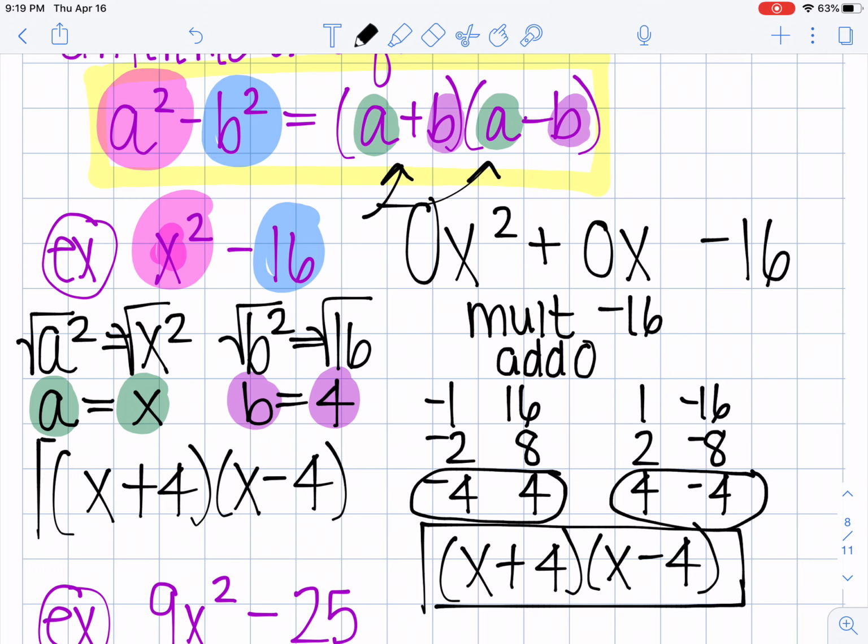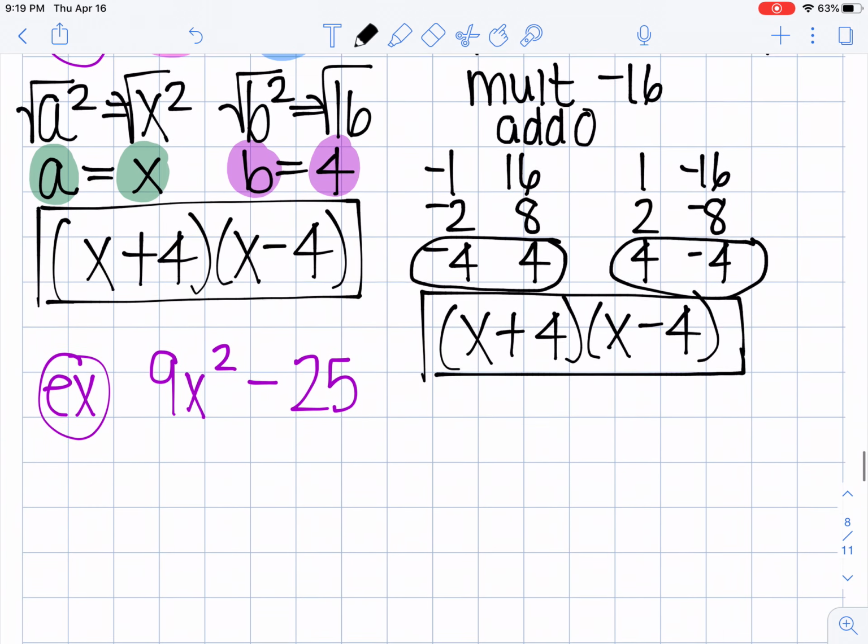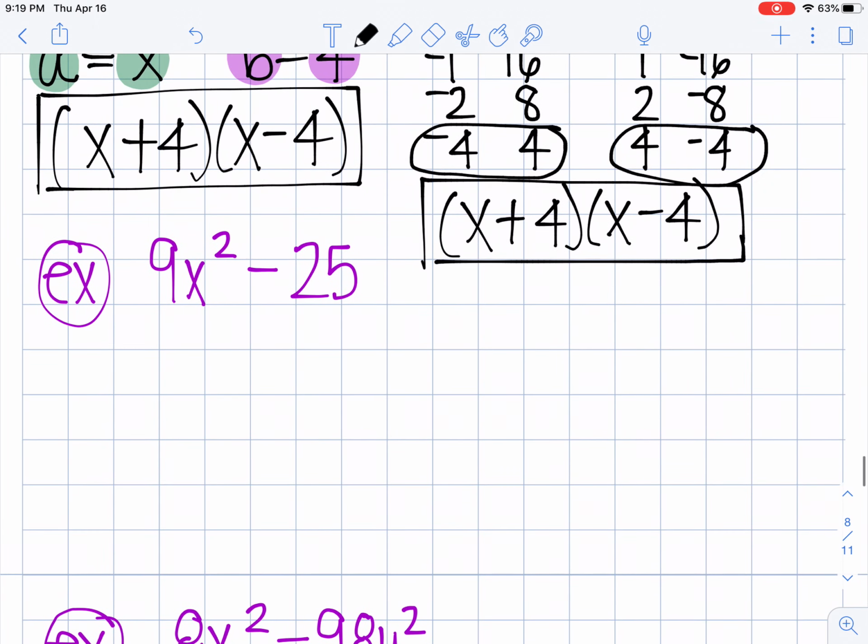Notice I get the same answer using two different ways. I don't really care which way you choose. You can literally choose any way you want. I'm partial to the way on the left. But if you want to be partial to the way on the right, that's totally fine. So I'm going to try the next example, and I'm going to try it with the way on the left.